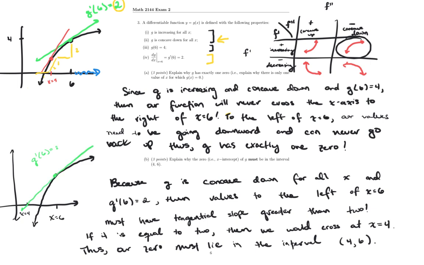And that would cross right there. And we know values to the left at x equals 6 must have a slope greater than 2.